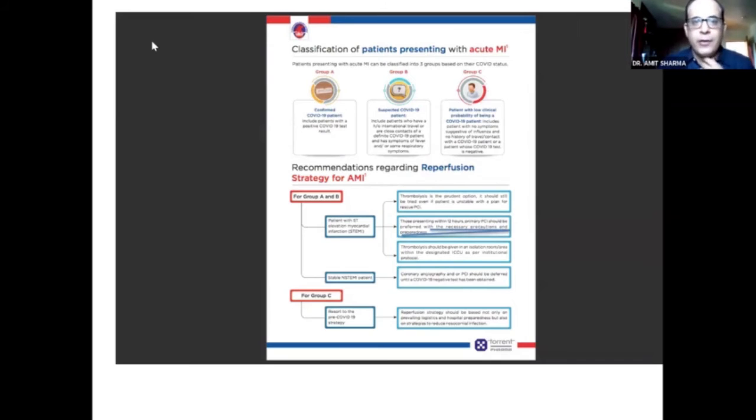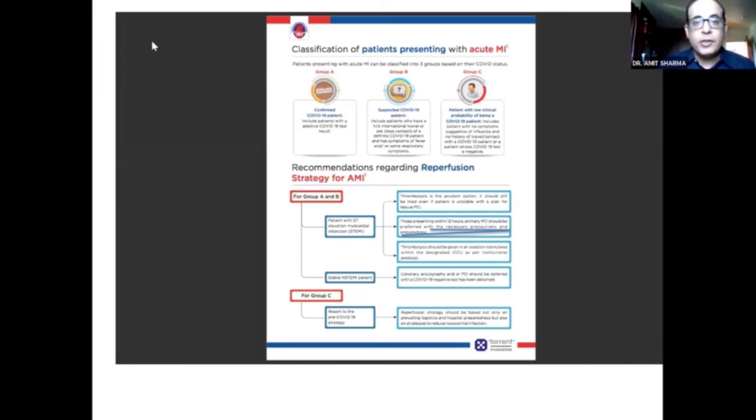Now, this is the CSI document from the Cardiological Society of India, which we endorse, and this is also put out by the Society of Cardiovascular Angiography and Interventions, USA, that you divide the patients into three classes, A, B, and C. A, as I told you, is a confirmed patient. B is a suspect patient. C is a normal patient. That means he's a possible patient, but he's not otherwise a very high-risk patient.